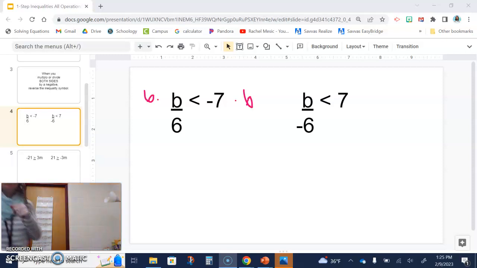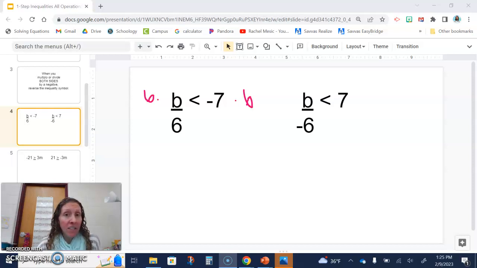All right, now there's a negative in this inequality, but I'm multiplying both sides by a 6. So I don't have to reverse my inequality. So I have b is less than -42.